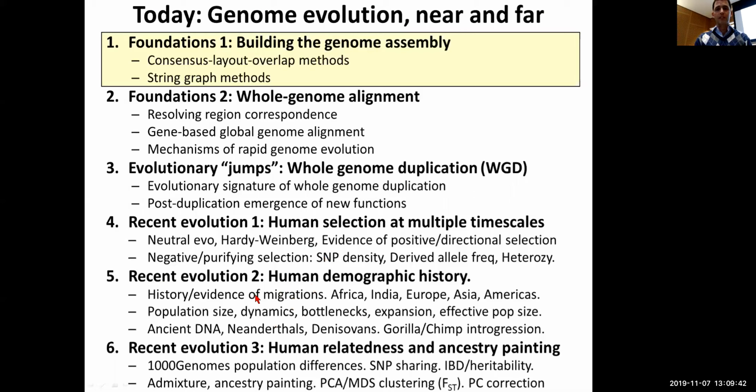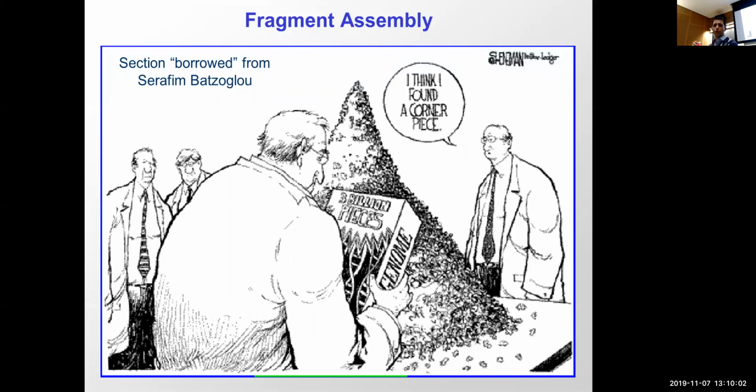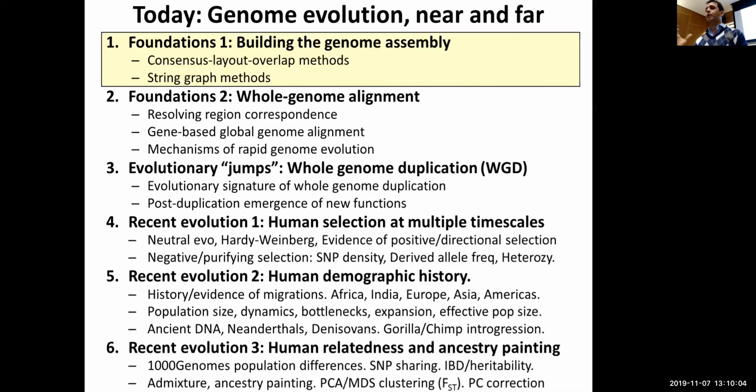Looking at some work by David Reich more recently. This is by Pardis Sabeti and others. And then we're going to be looking at human relatedness and ancestry painting and tying all this back up to GWAS and these normalization techniques that we talked about in eQTLs. Who's with me so far? Awesome. All right, so first part, building the genome assembly.